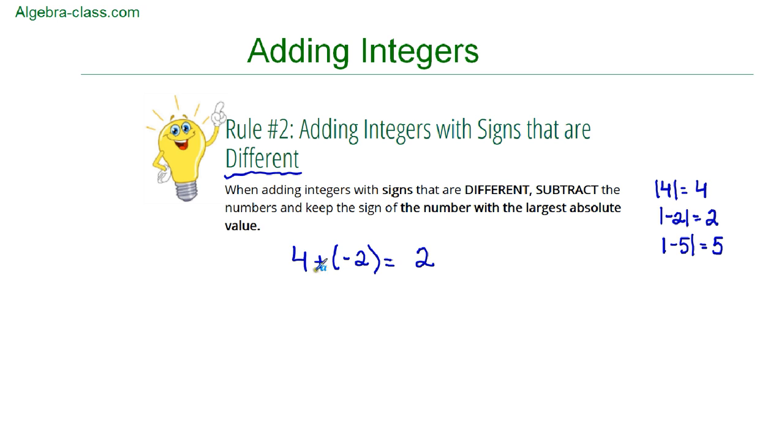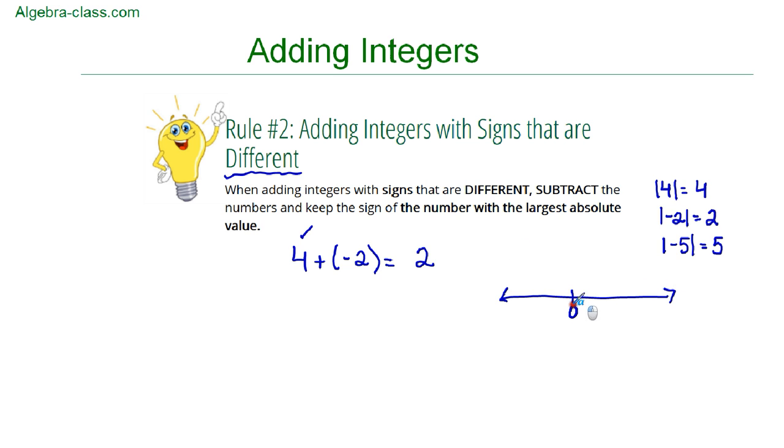Okay? So when I look at these two numbers, the absolute value of 4 is 4, and the absolute value of negative 2 is 2. 4 has the greater value. It's positive, so my answer is positive. Now, you might be saying, well, why do you subtract when you're actually adding? And that's a great question.